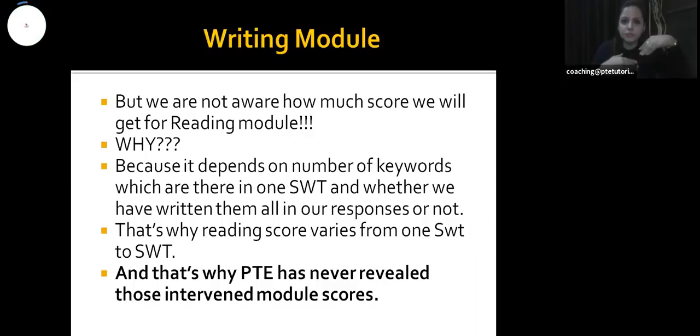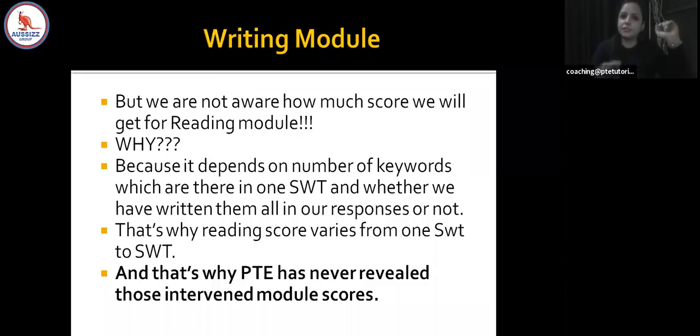Whether I'll be using those 50 keywords in my answer or not. That's why, and another thing, we have to write only one sentence in summarize written text. And if I'll be using all the 50 keywords, which is next to impossible, then my word count will be more than 75. And it is really very hard to write one sentence in say 70, 75 words without committing errors.